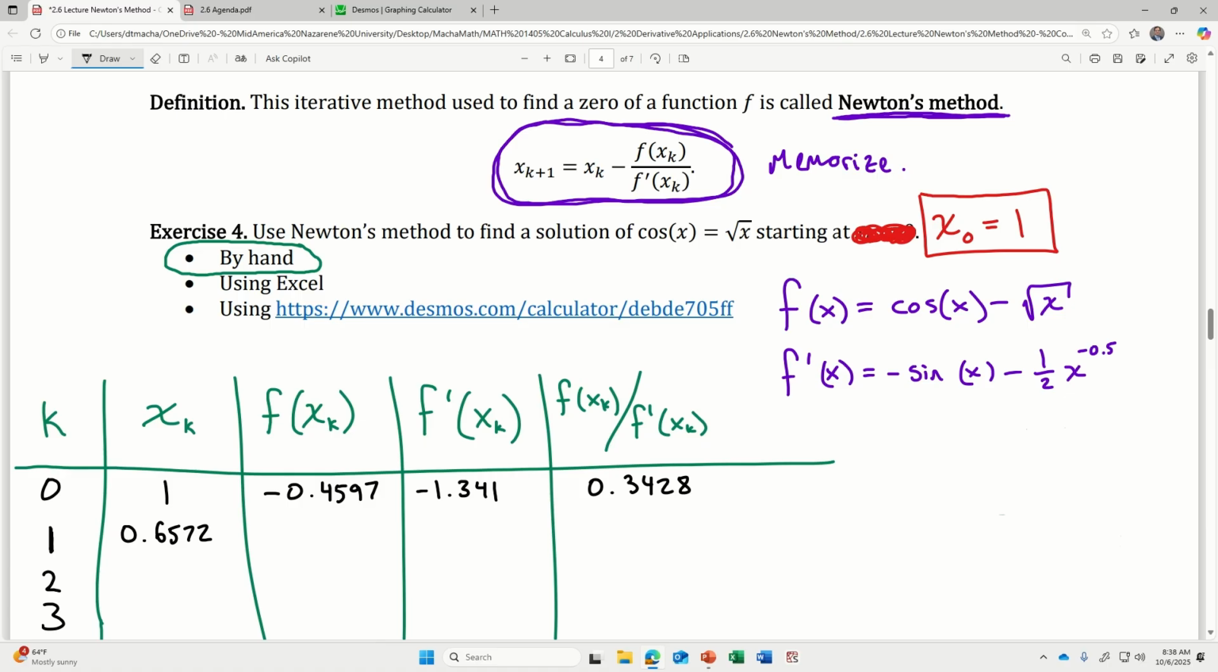Now I have to evaluate my function again at 0.6572. So I'm going to do cosine of 0.6572 minus the square root of 0.6572. And I will get negative 0.01897.